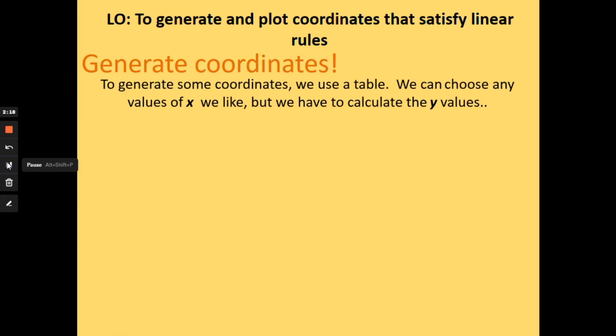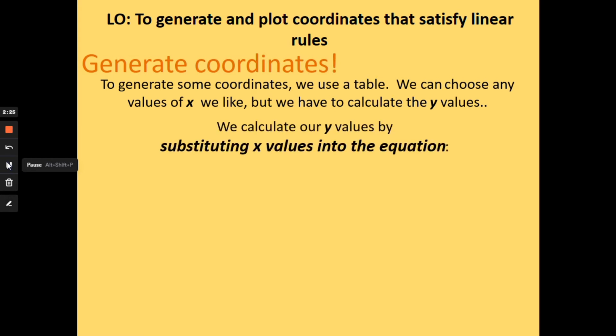So to generate coordinates you have to use the table, and we can use any value of x we like, but we have to calculate the y values. So we're going to use that equation, y equals x plus 2, and it's a linear equation because it's not squared, it's not x squared. As soon as you square the x, it becomes a quadratic equation. So there is no squared.